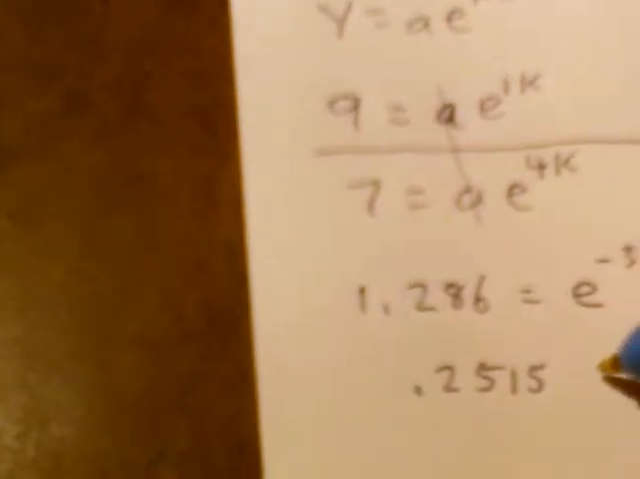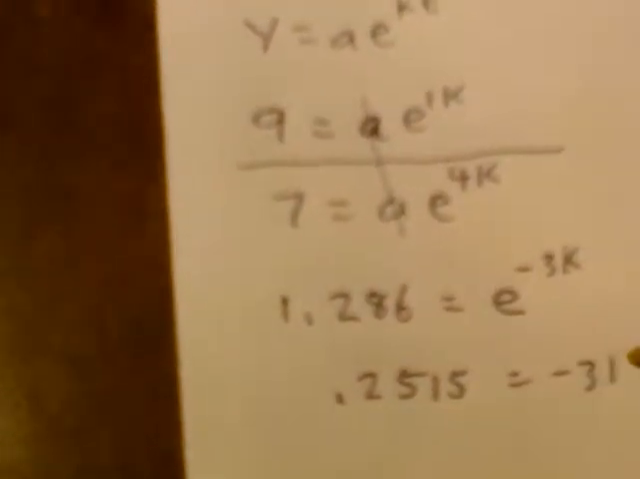I'm going to go over to the calculator, and I'm going to natural log that number that we just had there, 1.286, and I get 0.2515 equals negative 3k. And I divide both sides by negative 3.